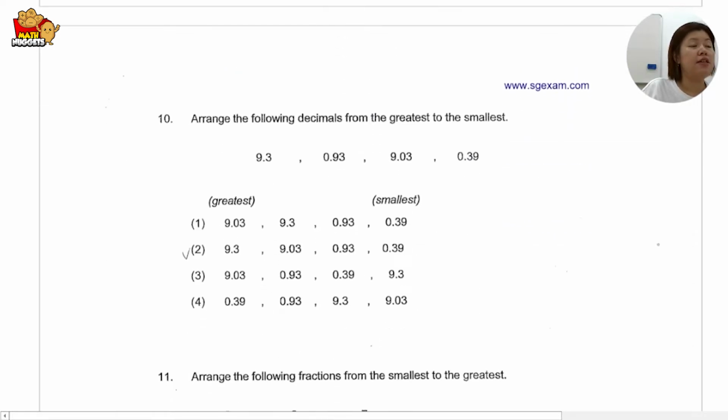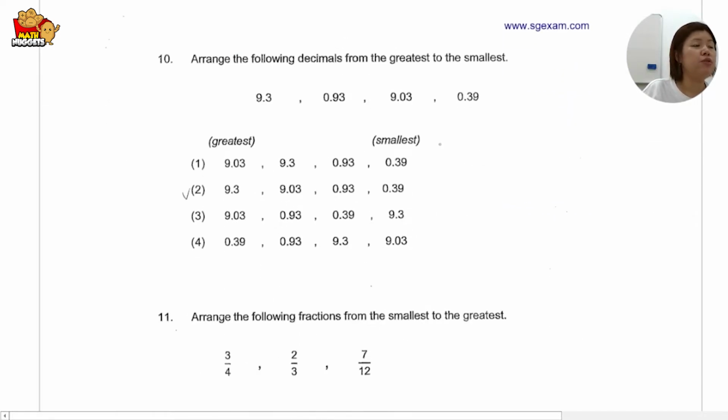Next, decimals, arrange from greatest to the smallest. Please remember, take a look at the numbers here. They all have 2 decimal places. Make sure you have it in 2 decimal places as well. So I arrange my numbers by positioning them properly.